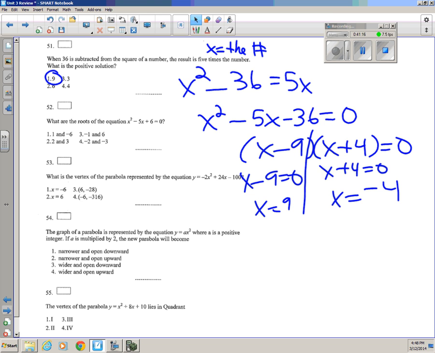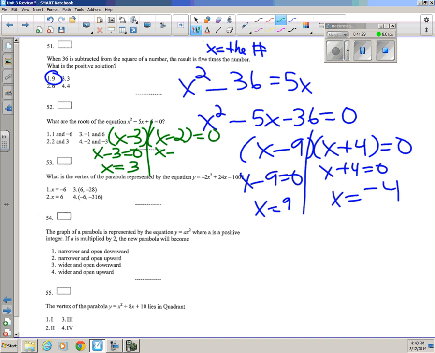What are the roots here? I feel like we factored this thing before. X minus 3, x minus 2 equal to 0. Drop the wall. Set the factors equal to 0. You get 3 on that side, and you get 2 on that side. Choice 2.